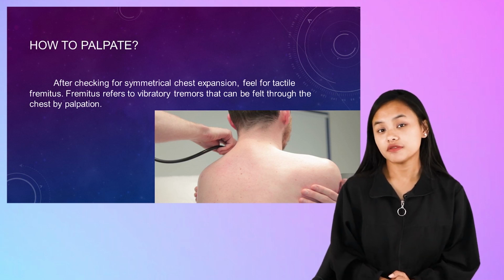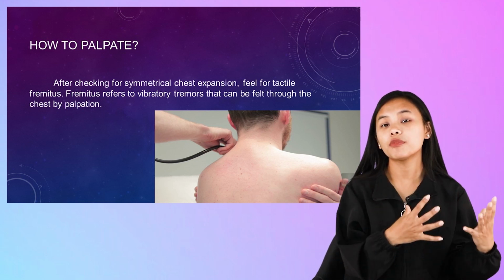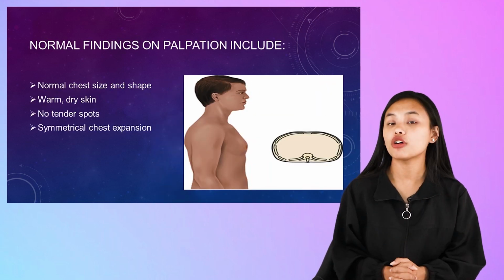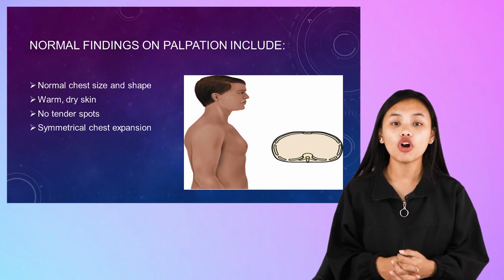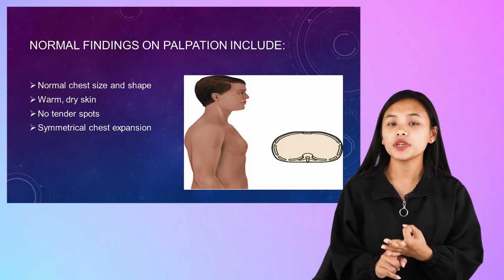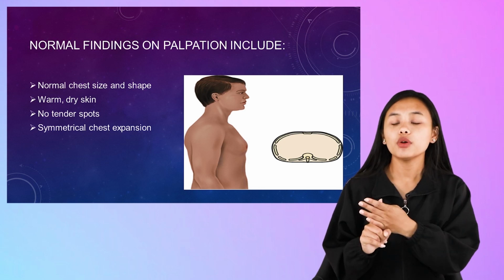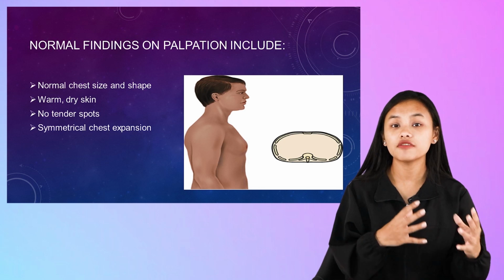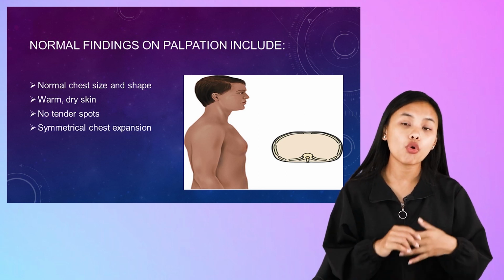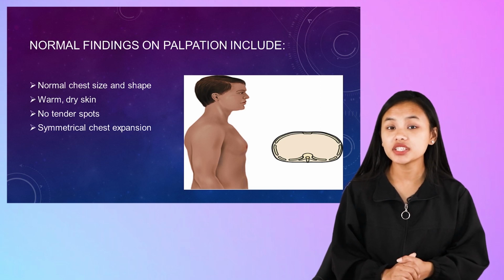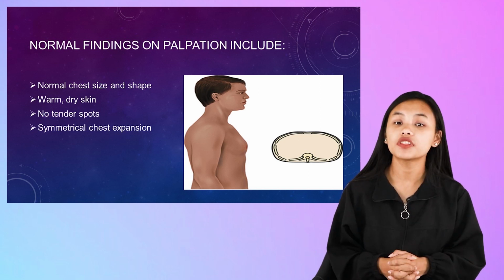These are the various information which you can get when you are performing the palpation. The normal findings on palpation include normal chest size and shape. The skin will be warm. There will not be any tender spots. There will be a symmetrical chest expansion, and the tactile fremitus will be present over the main stem bronchi in front and between the scapula in the back of the chest.